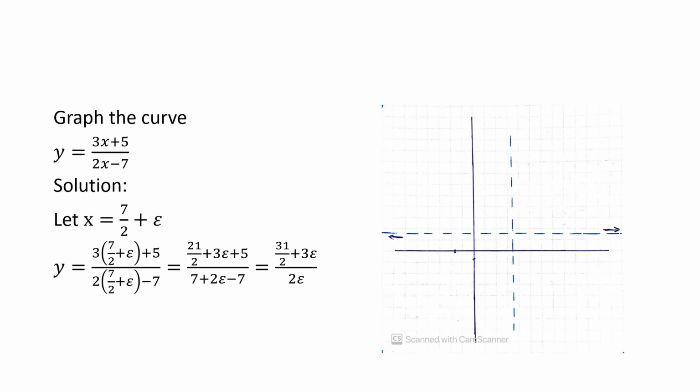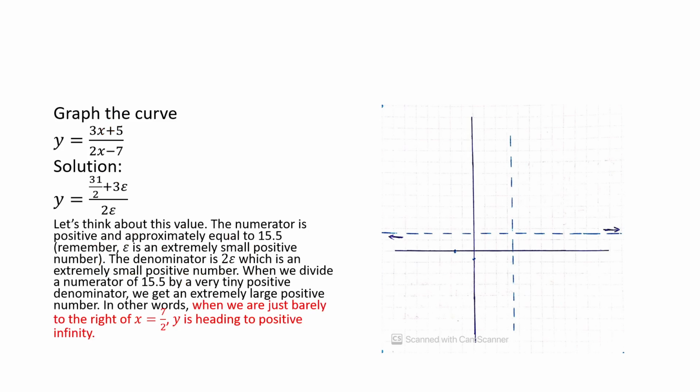Okay? Well, if we let x be 7/2 plus epsilon, then all we do is we sub that in for x. And so that's what we have here. And we distribute the 3 into the numerator's bracket and the denominator's bracket. Just regular distribution. This is what we get. And then we collect like terms. In the numerator, we have 31/2 plus 3 epsilon. Just regular math, regular distribution, collect like terms. In the denominator, the 7 and the -7 cancel out, and we have 2 epsilon. Okay, so that's our y value.